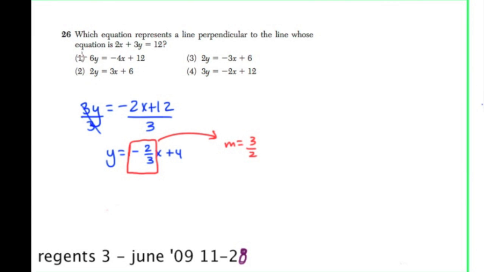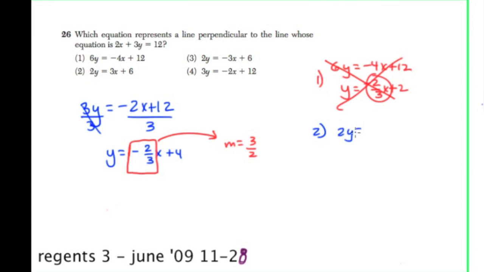Now we have to go through all these answer choices and determine which one could possibly have a slope of 3 over 2. Let's start with choice number 1. 6y is equal to negative 4x plus 12. Let's divide by 6 on both sides, so we end up with negative 2 over 3x plus 2. Our slope is not 3 over 2, so cross that one out. Choice 2 is 2y equals 3x plus 6. Divide by 2 on both sides, and we have y equals 3 over 2x plus 3. Hey, our slope is 3 over 2, so it checks out. We don't need to check all the others once you've found your answer. It's just choice 2.